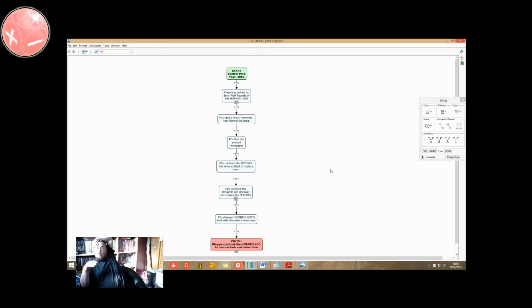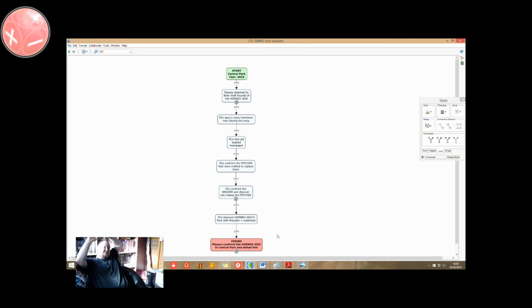So there you can see we've got our simplified plot diagram, which starts in Central Park as the players first escape the hedge. They'll be attacked by the Briar Wolfhounds of the Horned God. They spot a crazy homeless man fleeing the area. They find the old soaked newspaper. They confront the fetches who were crafted to replace them, which leads them to discovering the Weaver.